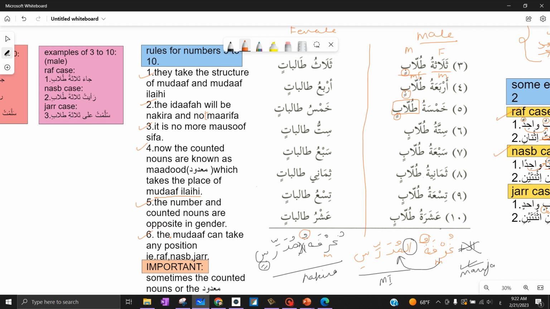The sixth point is the mudaf can take any haraka. Either it can be a dhamma, or it can be a kasra, or it can be a fatha. So this can change its haraka, but this mudaf ilayh will remain in majroor case. Now, an important point about this one is one thing.